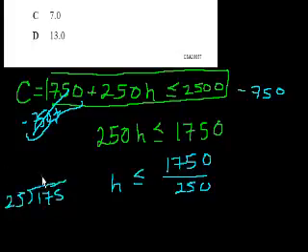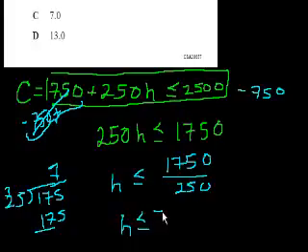I want to say 7 times. 7 times 5 is 35. 7 times 2 is 14, plus 3 is 17, right? So h has to be less than or equal to 7 hours, and that is choice C.